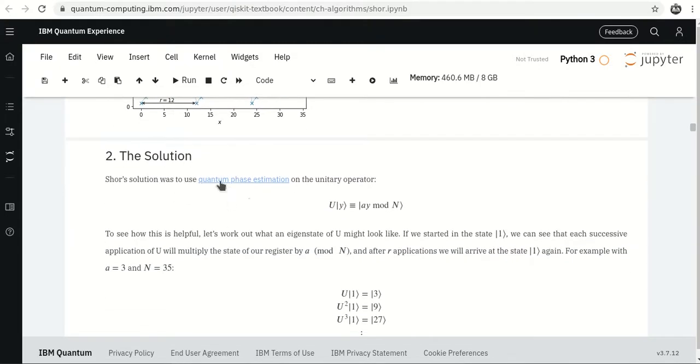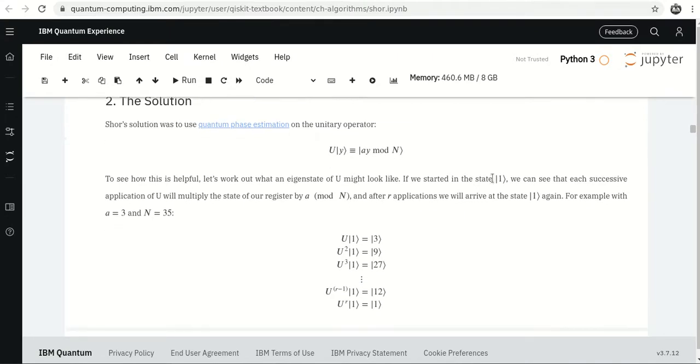Now Shor's solution was to use quantum phase estimation on the unitary operator. Quantum phase estimation we have already studied in earlier lectures. Suppose the unitary is applied on a state y and the result is a times y mod n. To see how this is useful, let us see what an eigenstate of U might look like.